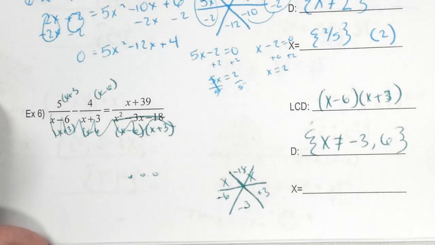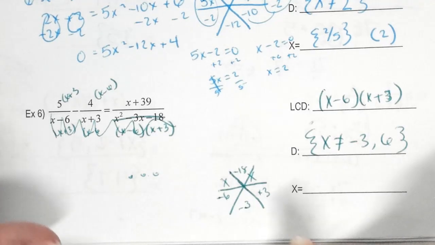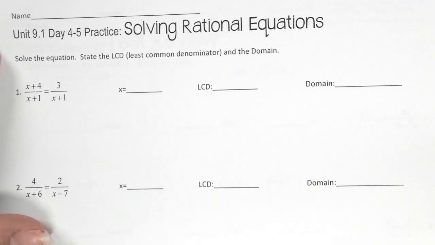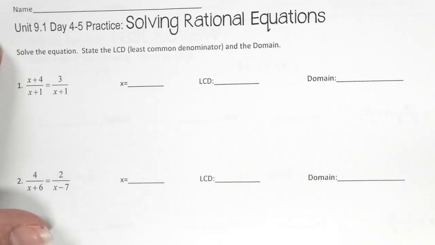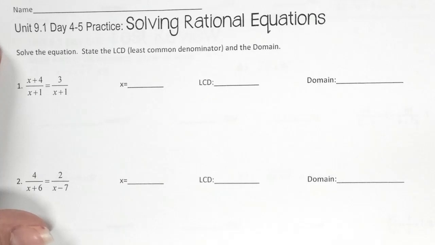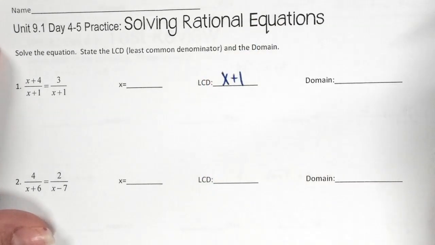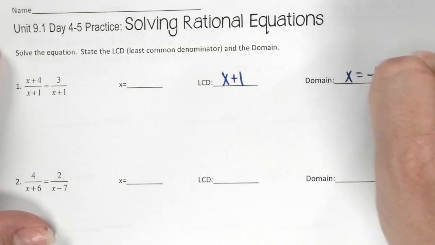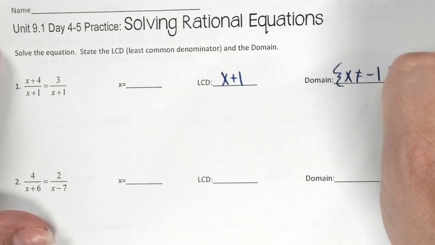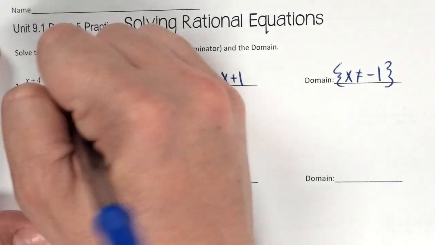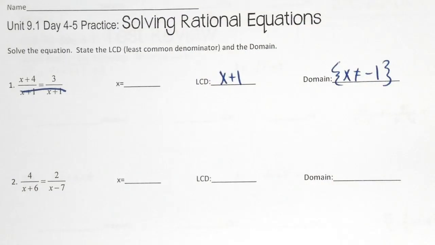Okay, look at number 1. Could you technically cross multiply? But here's my question. What do you notice about the denominators? They already match. Don't make your life harder. So what's your LCD? X plus 1. And what can x not be? Negative 1. So we cross off the denominator and we solve. Do not overthink it.